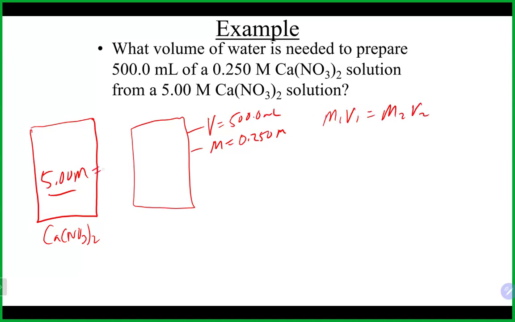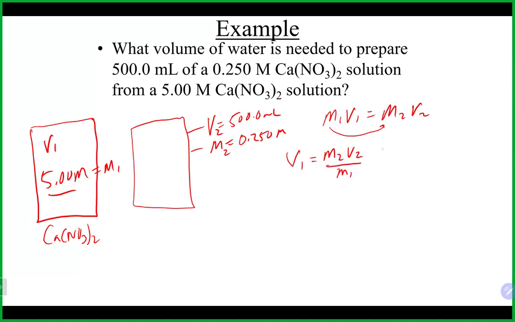In this case, this would be M1. Obviously, these would be 2s. And obviously, we do not have V1, so we'd be solving for V1. So we're going to send that to the other side. That would give us V1 is equal to M2 V2 divided by M1.